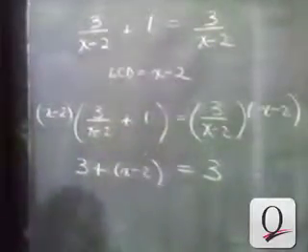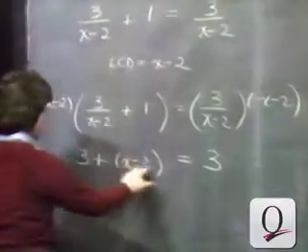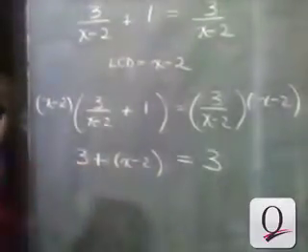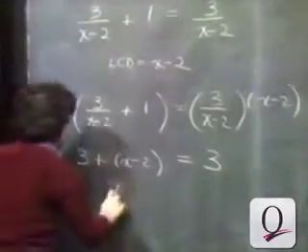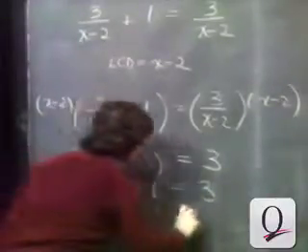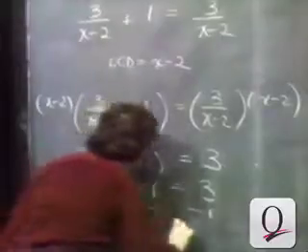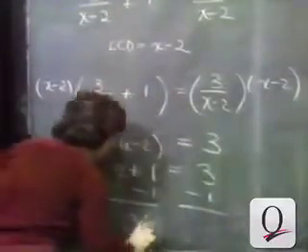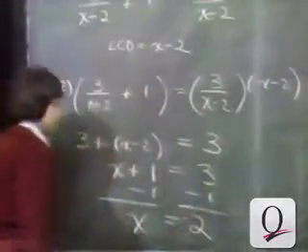Okay, let's see what we have. We have x minus 2 plus 3. x plus 1 equals 3. Subtracting 1 from both sides, we get x equals 2.